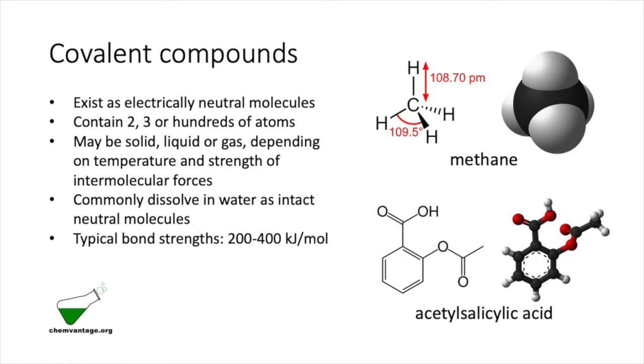Covalently bonded compounds usually exist as intact molecules. They may contain as few as two atoms, like nitrogen or oxygen, or hundreds of atoms, like proteins. They may exist as solids, liquids, or gases, depending on the temperature and the strength of attractive intermolecular forces between the molecules. Covalent compounds usually dissolve in water as intact neutral molecules. An important exception is acids and bases, which may partially dissolve as ions by transferring a proton to water or by taking a proton from water.